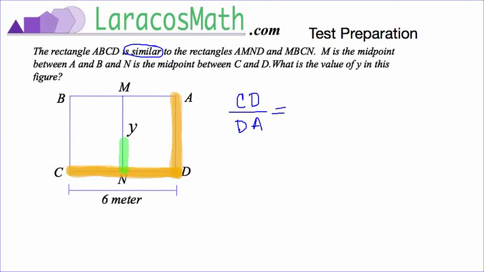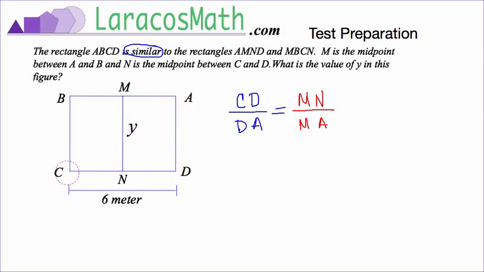This is the big side for the small rectangle. This is the small side for the small rectangle. So what I have here is MN divided by MA. Because CD is 6 meters and N is the midpoint, AB is 6 meters and M is the midpoint, I know this is 3 meters. I know this is 3 meters.